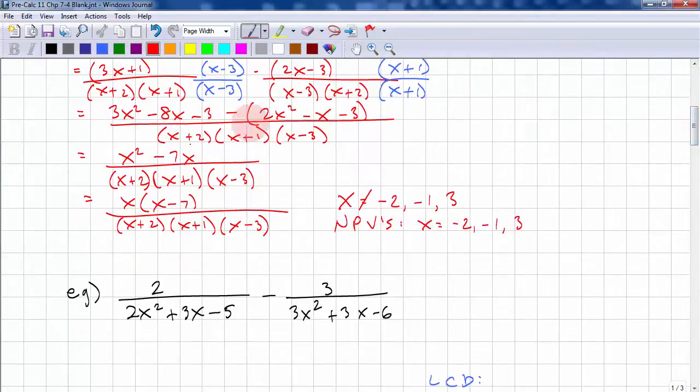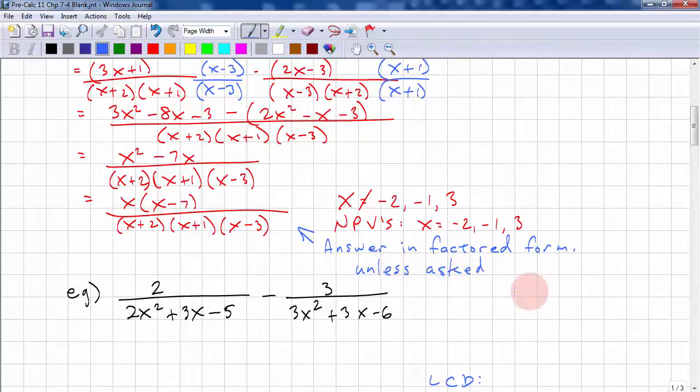So it's a lot of work to do this question. You can just answer in factored form. If you try to expand it, you might get an arithmetic error. So if you're asked to expand, then expand. Otherwise, just leave it.